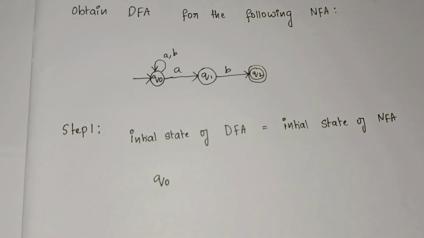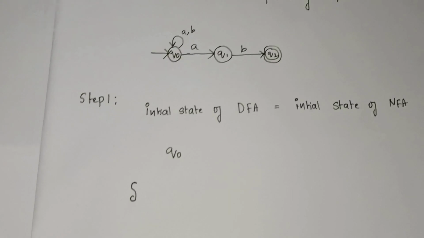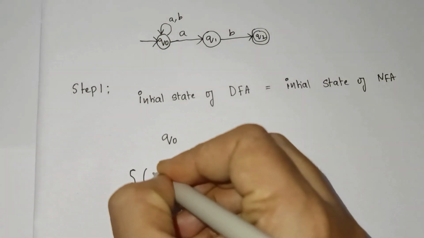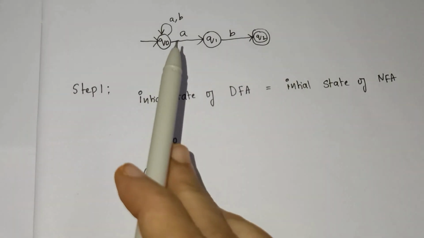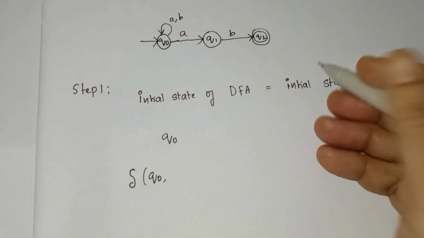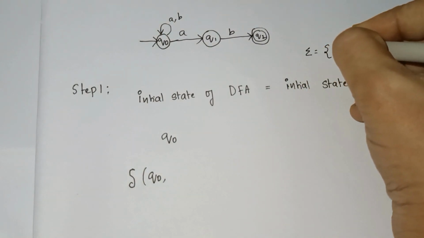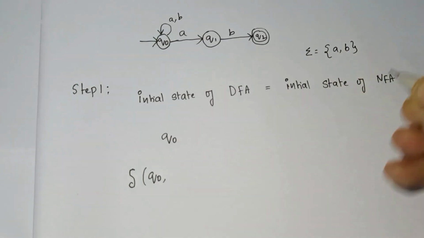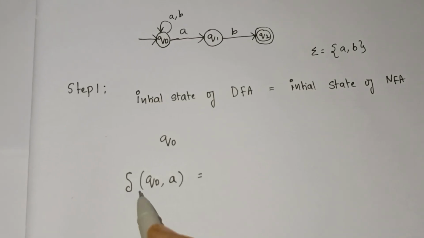Now we will make a transition from Q naught by using the transition function delta of Q naught. Take all the input symbols. What are the symbols that we have? A and B. So here sigma is A comma B. We should make a transition from Q naught over input symbol A. What is delta of Q naught comma A?